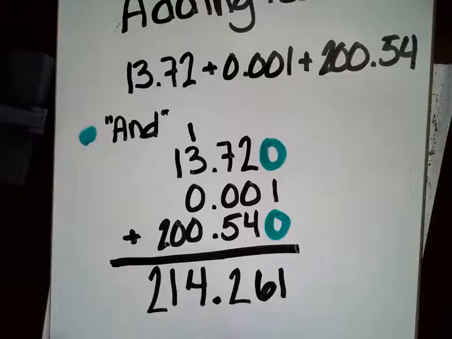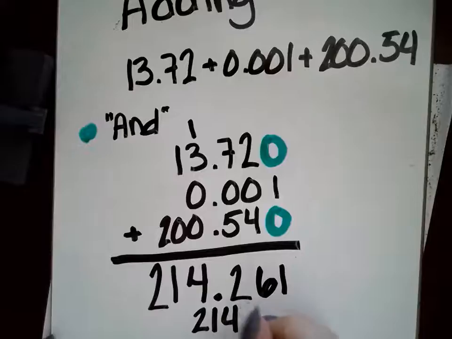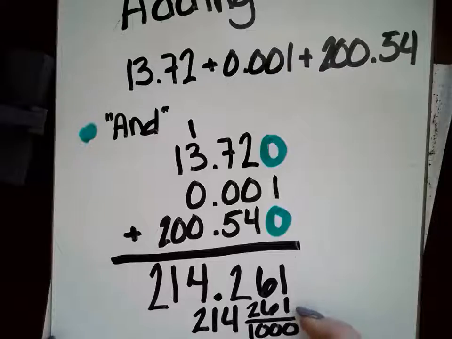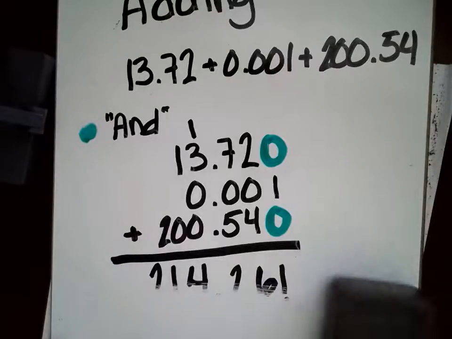If we needed to write this as a mixed number, we could very easily do that. Our whole number is the 214. The proper fraction, the numerator is 261. The denominator is tenths, hundredths, thousandths. So 261 over 1,000. We know that this can't be reduced because 261 is not divisible by 10 or by 5.